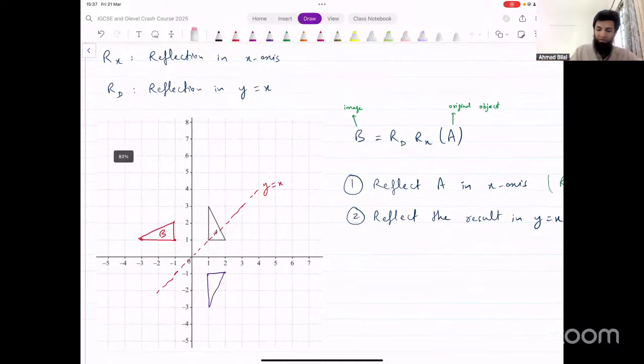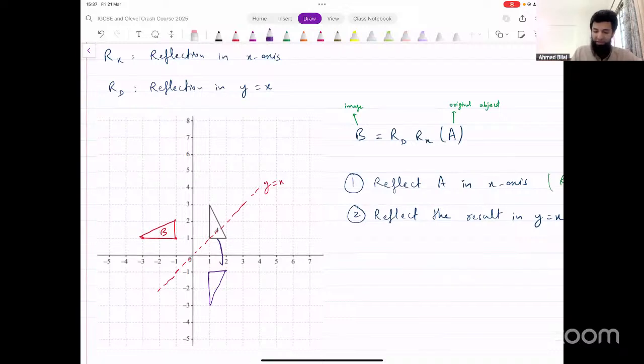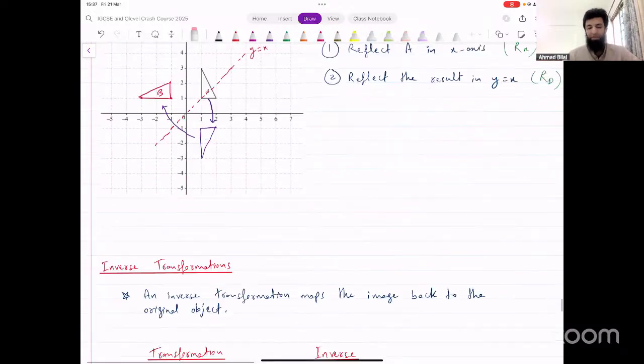Okay. So first of all, you reflect in the x-axis, you get this, and then you reflect this in y equals x, and you get that figure. This is the final triangle B that we were looking for. Okay, so this order is important. The transformation that's written closest to the object is applied first. All right, let's move on.